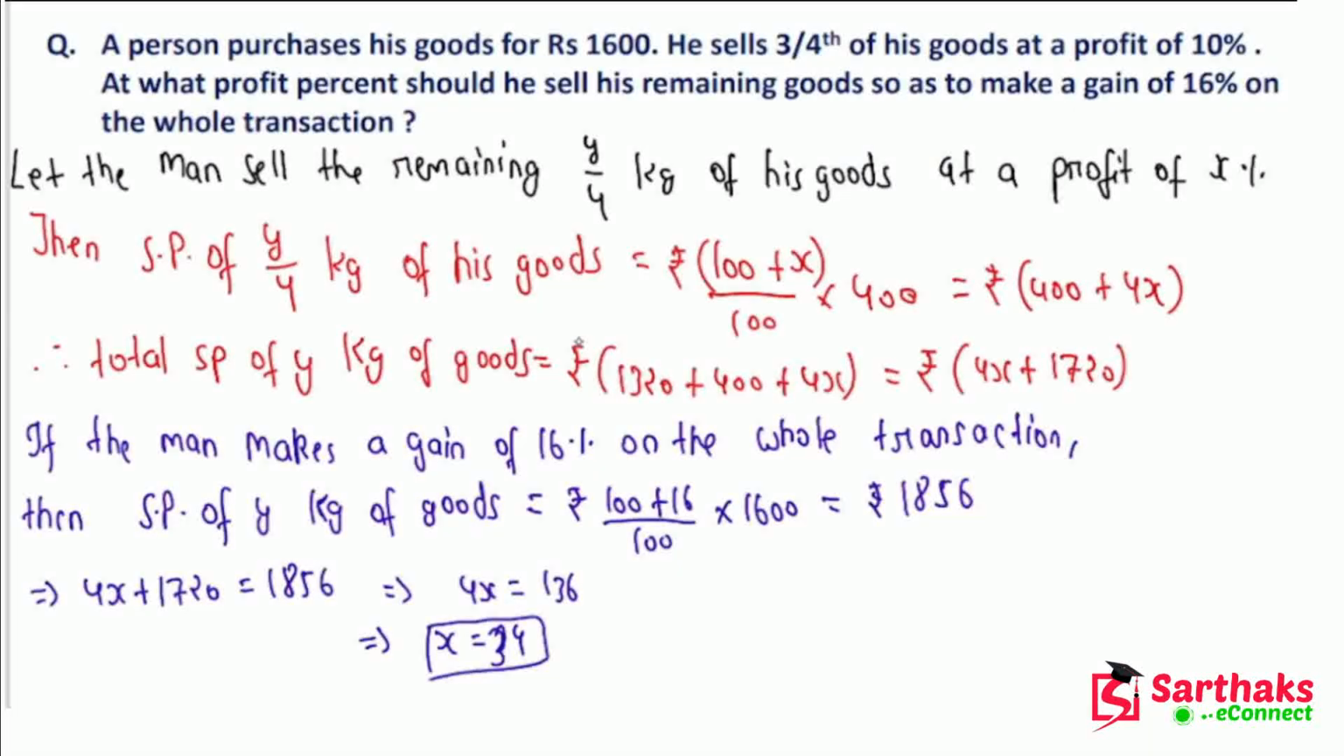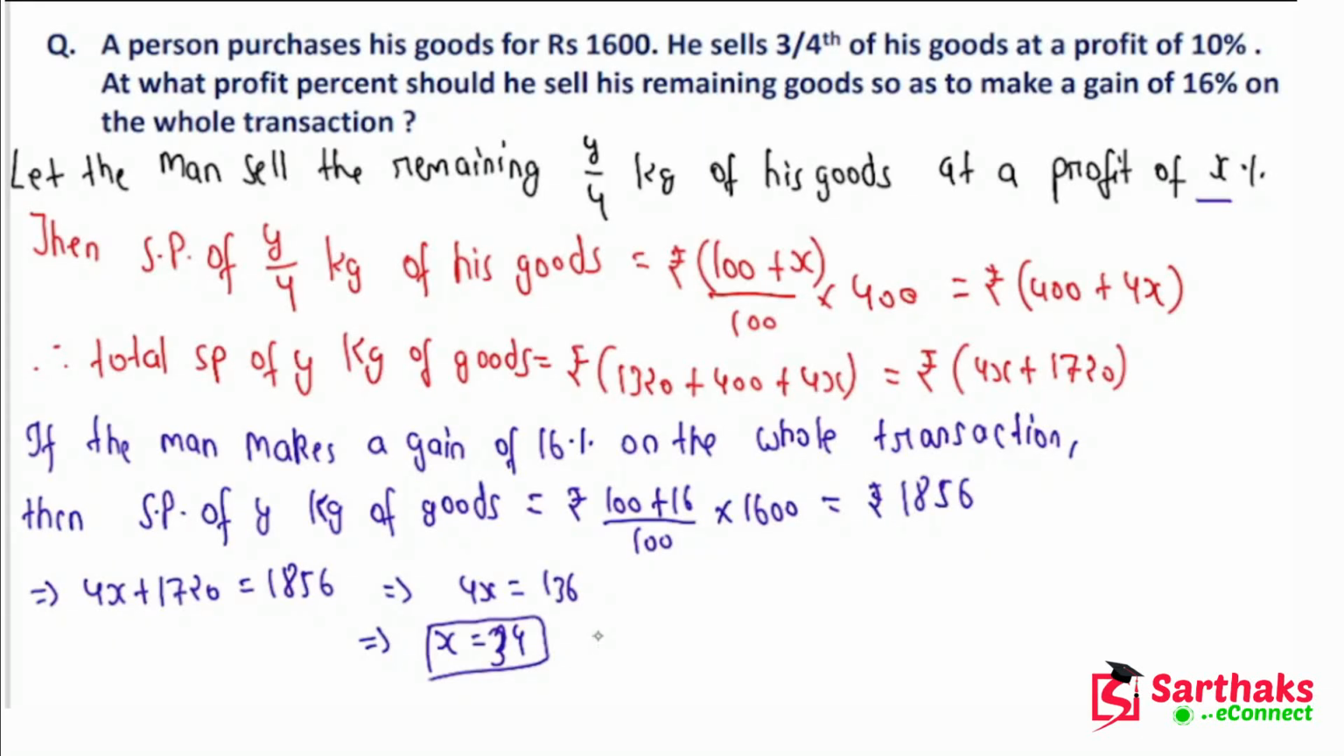So then the selling price of y by 4 kg of his goods is 100 plus x. We have assumed here a profit of x percent. So he should sell the remaining 1 by 4th of goods at x percent. That comes out to be 34, which is very high, because obviously you have already sold 3 by 4 of your goods at 10%. Now with the remaining 1/4 goods you want 16%, so you have to sell them at extremely high percentages. So x equals 34.